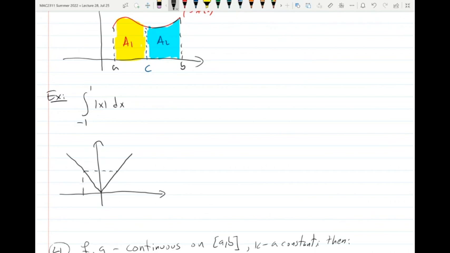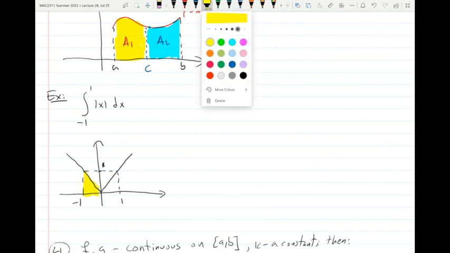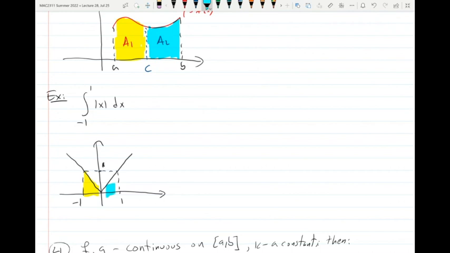Let me put it here. From -1 to 1, right? You know this is 1. And then what we're trying to compute is this area together with this area. Now, if you do it all at once, it's not clear what shape this is. But if we split it into two little integrals, then we see this is a triangle, this is also a triangle.